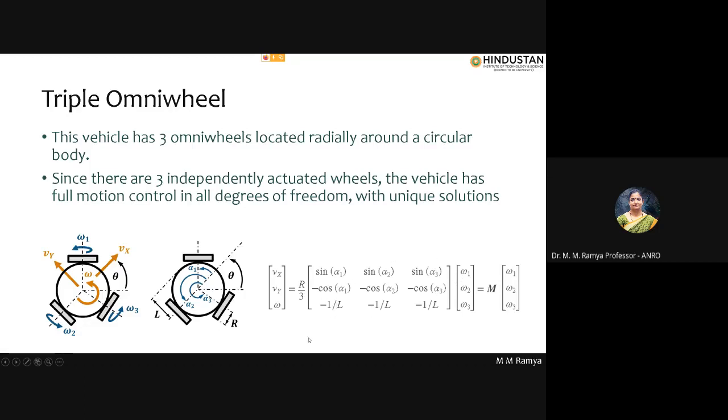Now, the homogeneous transformation matrix that we were discussing in yesterday's class was not something like this. It was totally different. Why? Because we were discussing a differential drive robot.